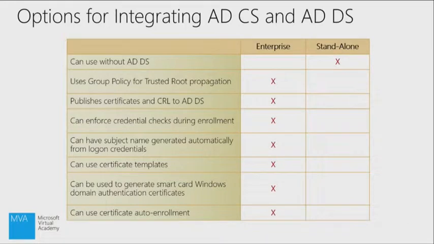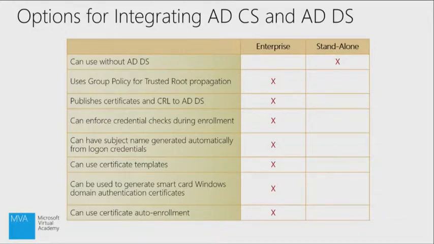Options for integrating Active Directory Certificate Services and Active Directory Domain Services. Enterprise and standalone. These are the two types of certification authorities you can stand up in Active Directory Certificate Services. A standalone certification authority is a server you install the role on, and you can issue certificates. It is that simple. What you lose out on is what's in the enterprise column.